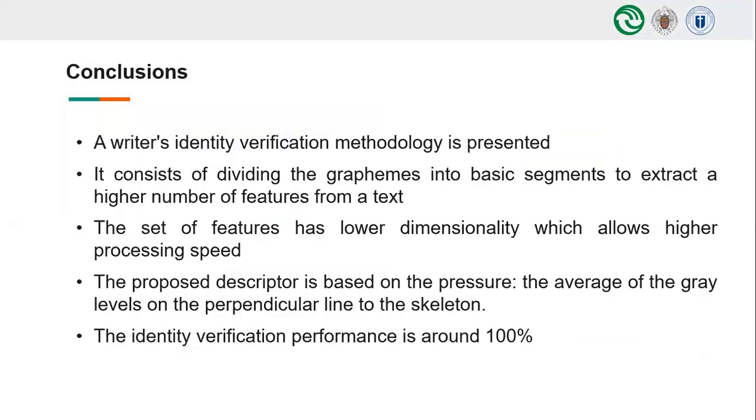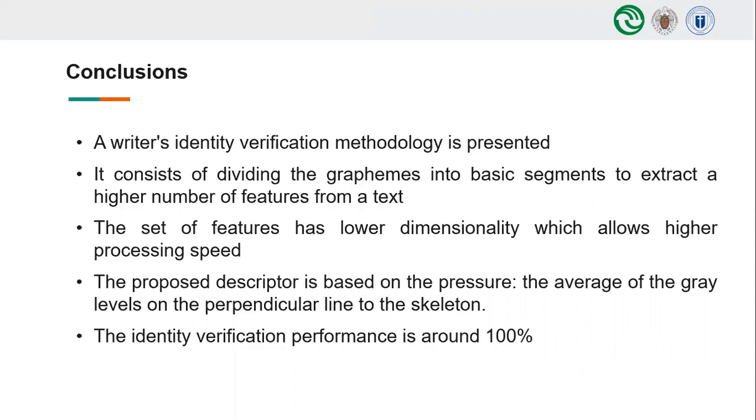Now we'll present the conclusions. This paper proposes a writer identity verification methodology that consists in dividing graphemes into basic segments. Up to 8 different curved segments have been used as descriptors to verify one person's identity. This division into segments is interesting because it makes it possible to extract a higher number of features from a text than those that use a complete grapheme or even the signature. Besides, this set of features has low dimensionality, which leads to a higher processing speed.